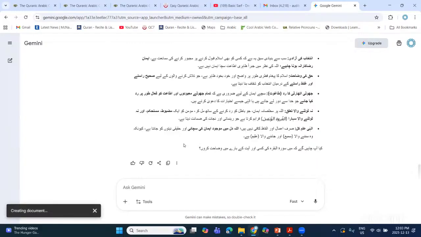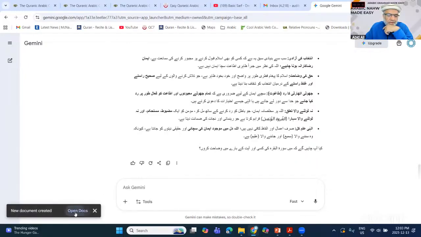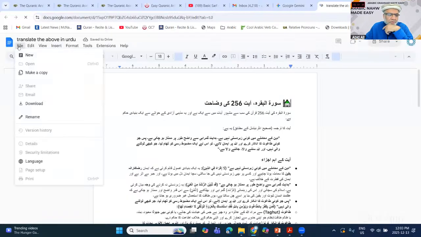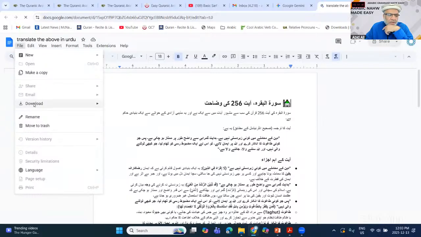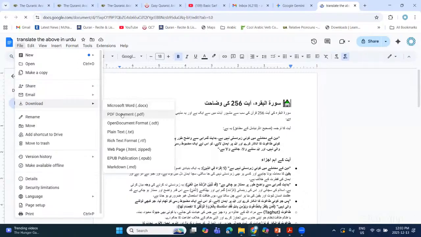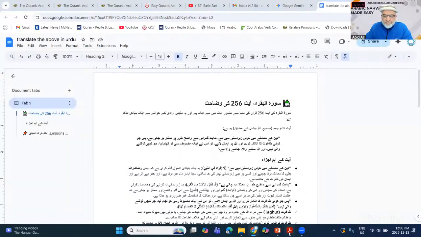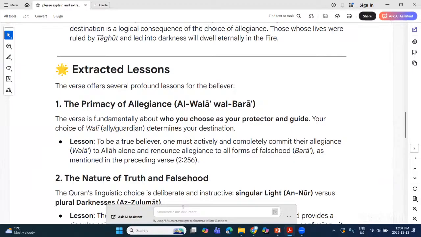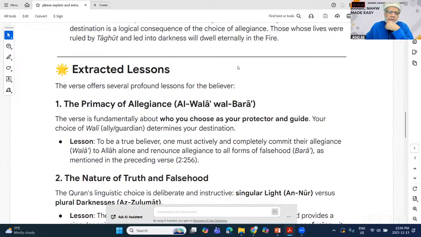When you export to Docs, it's going to say open the Docs, and then you can convert this into a PDF. You say file, download, and then PDF. So I have this PDF, which I'm going to share with you after the class, inshallah. I'm glad that you asked this question. This is my way of doing dawah, and AI is really helping.